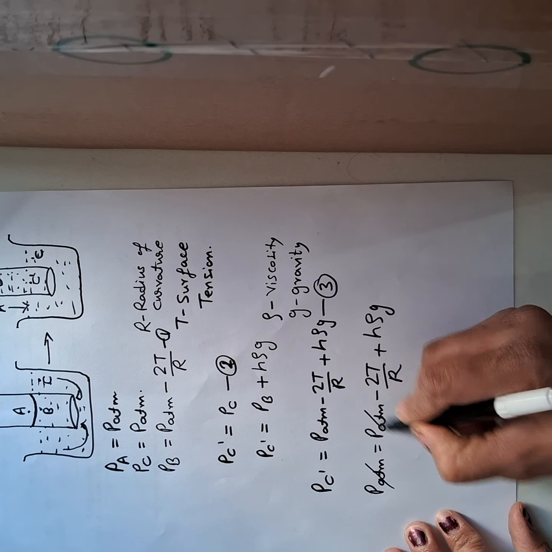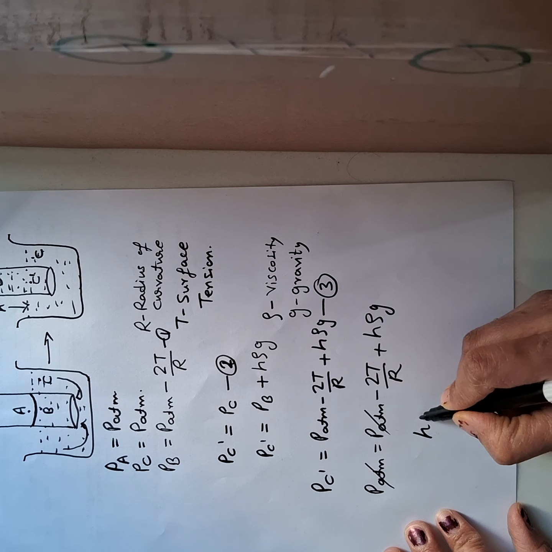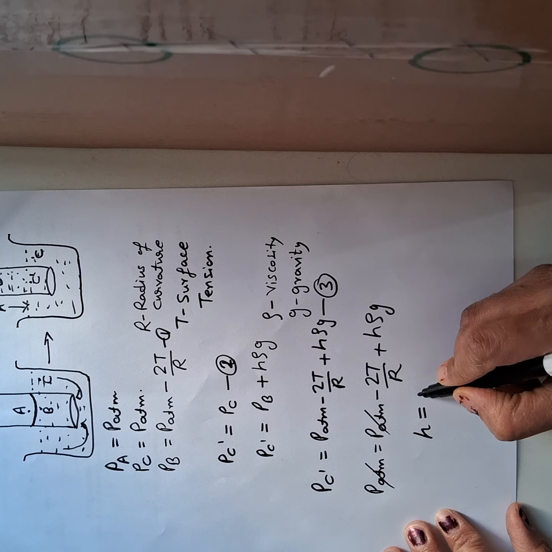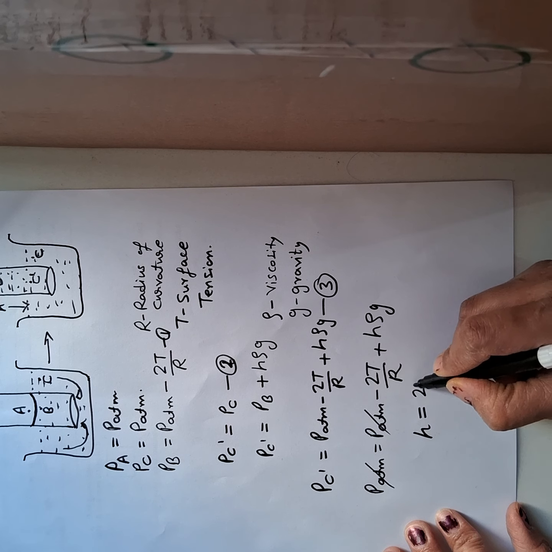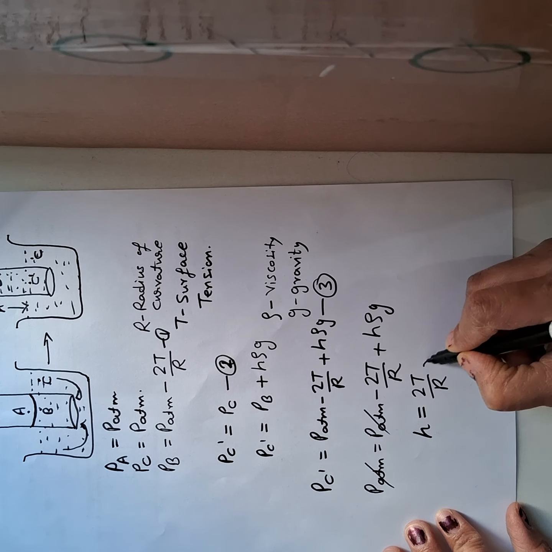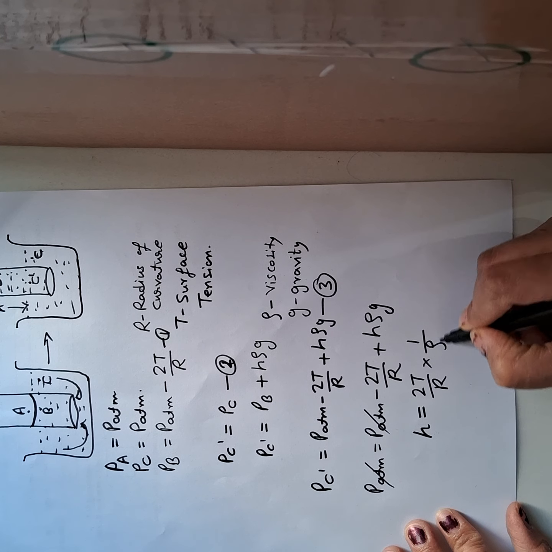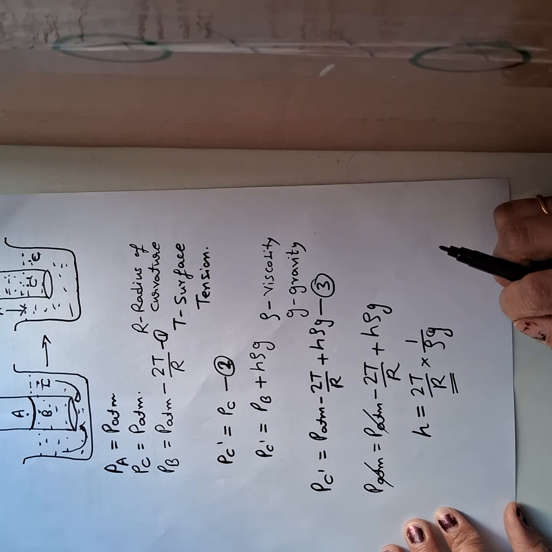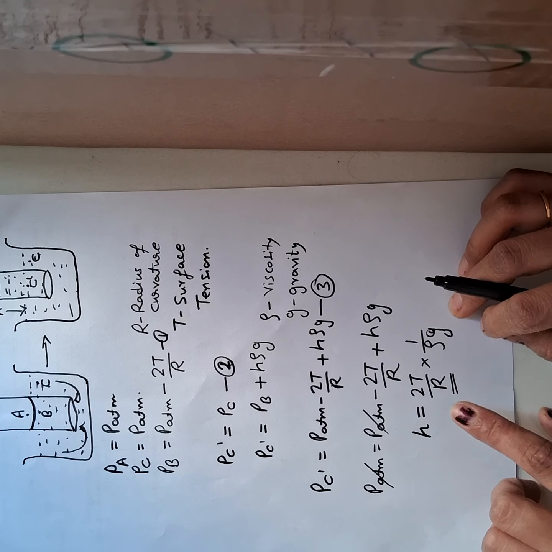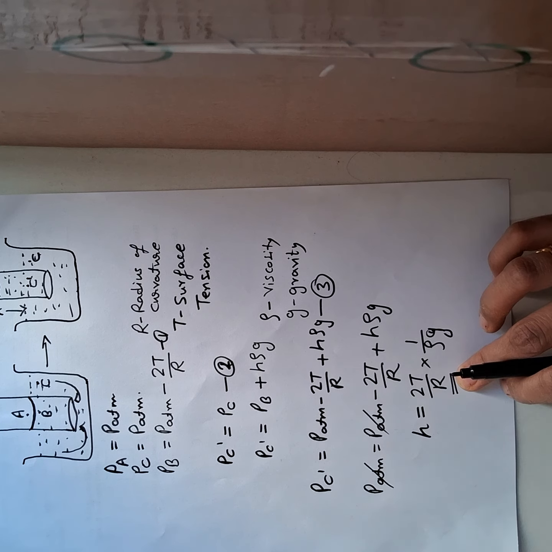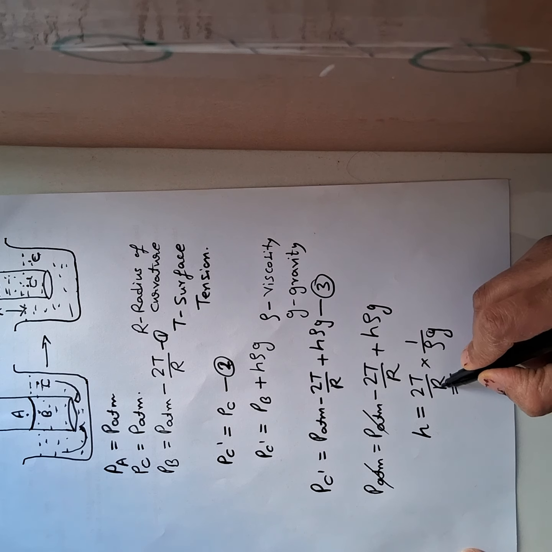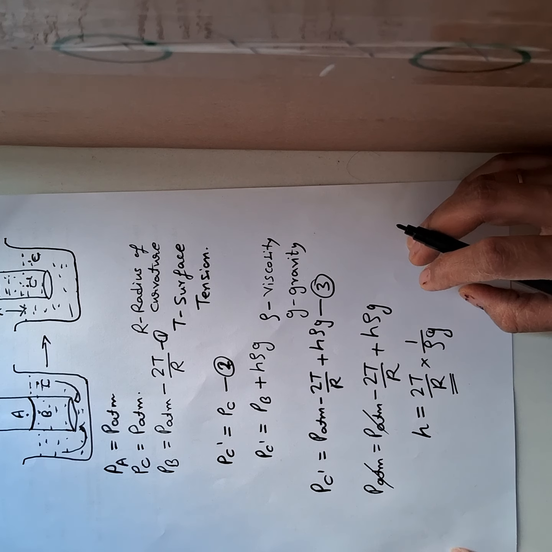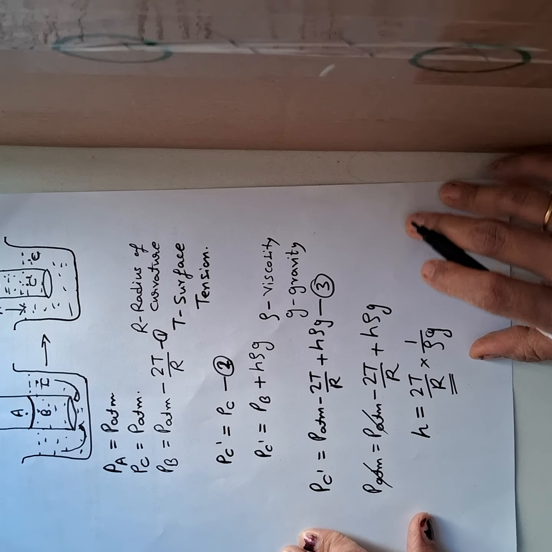If we cancel this P atmosphere, we get h is equal to 2T by R into 1 upon rho g. But what is R here? R is the radius of curvature. Now we can find the value of R in terms of another equation. Let's try this here.